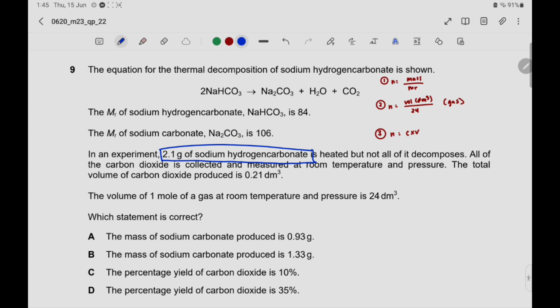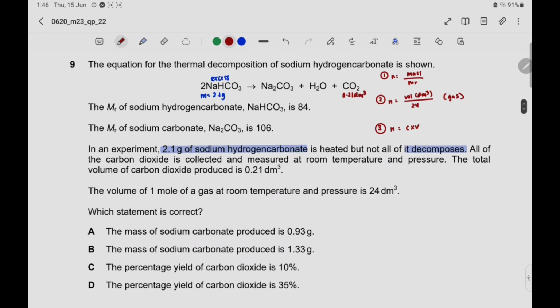They are heated. But one thing you need to read fully, it doesn't decompose all. It means that this is not an efficient experiment. So they do not decompose, which means that there is some in excess. Am I right? So I'm using too much. Okay. So mass is 2.1 gram. And they will form carbon dioxide here of 0.21 dm cubed. I will encourage you to work from the carbon dioxide rather than do a lot of things.